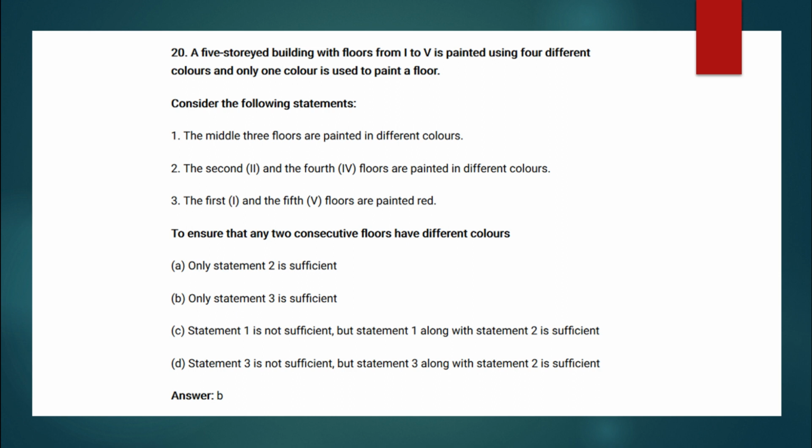To ensure that any 2 consecutive floors have different colors, option A, only statement 2 is sufficient. B, only statement 3 is sufficient. C, statement 1 is not sufficient but statement 1 along with statement 2 is sufficient. Option D, statement 3 is not sufficient but statement 3 along with statement 2 is sufficient. And the answer is option B, only statement 3 is sufficient. And statement 3 is, first and fifth floors are painted red.